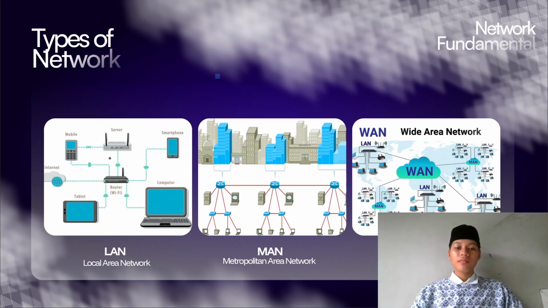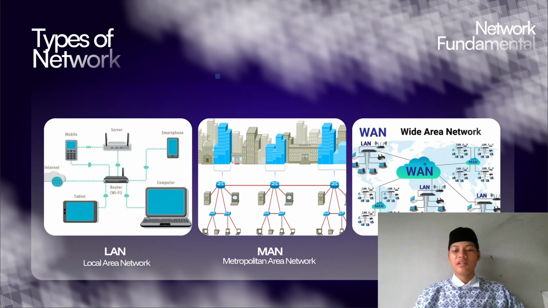Okay, so the next is MAN, or Metropolitan Area Network. It is a network which is based on several buildings. As an example, there are three schools, and each school is connected to one data center. So it is called a metropolitan area network. It is a lot of LANs connected into one network.